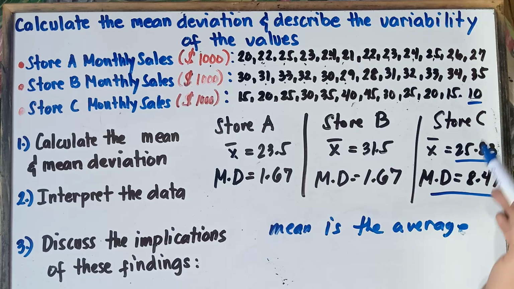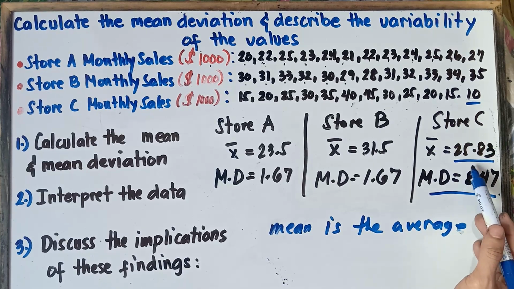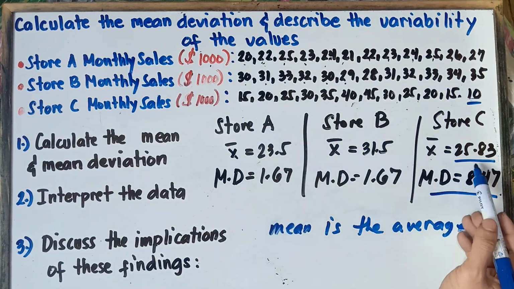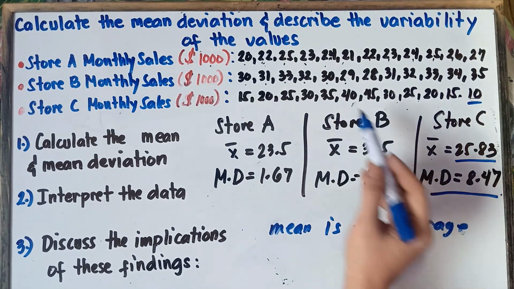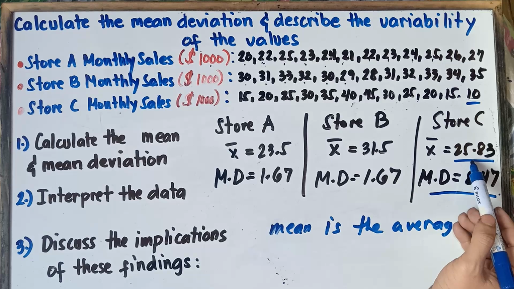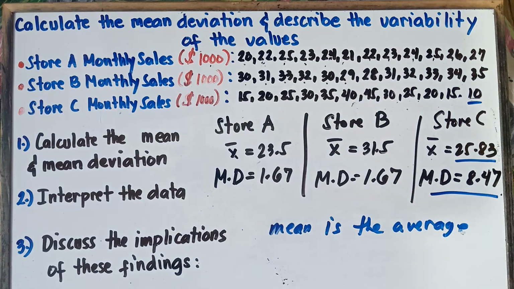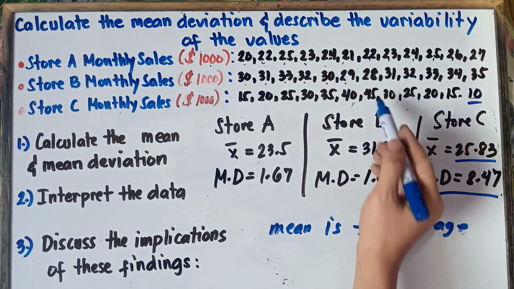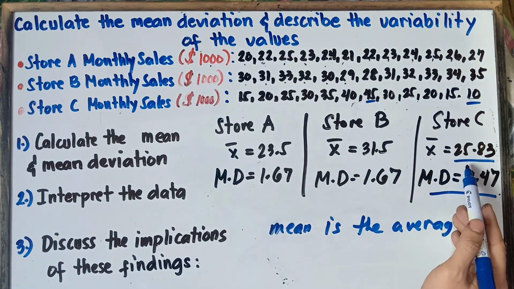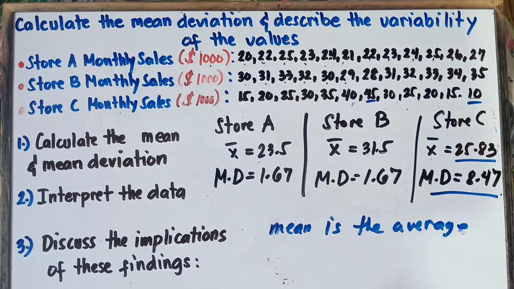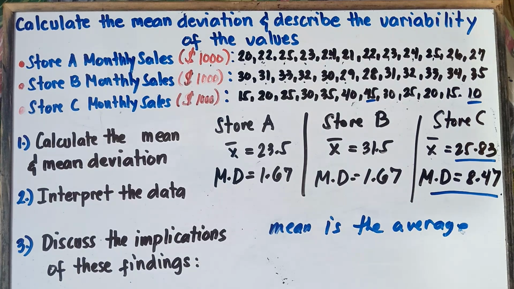Therefore, class, 10 is too far away from the average sales. 15 is too far away from the average sales. 45 is too far away from the average sales. The highest sales for store C, that would be 45, right? Now, 45 is too far away from the average sales. Therefore, class, there is no consistency in store C. Therefore, we can say that sales fluctuate widely from month to month, showing low consistency.